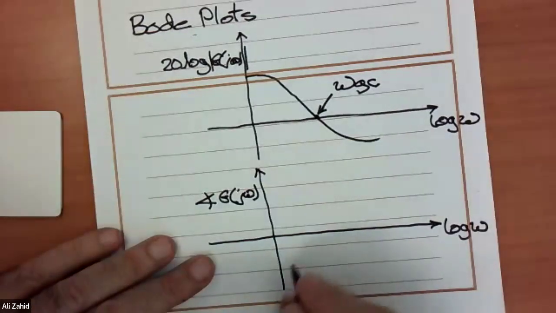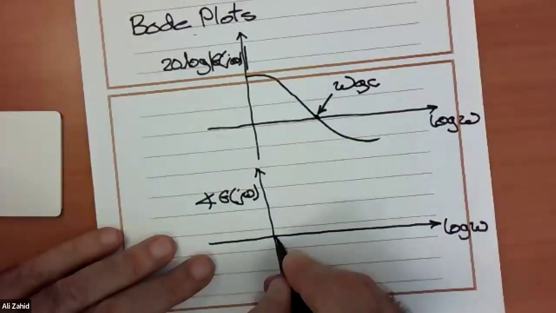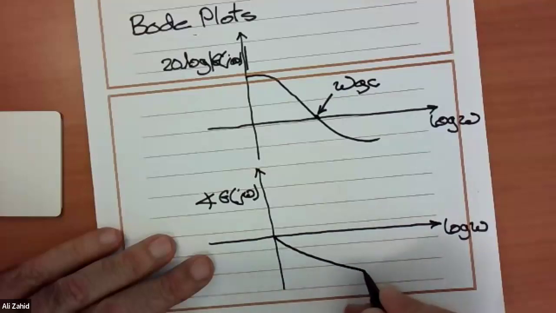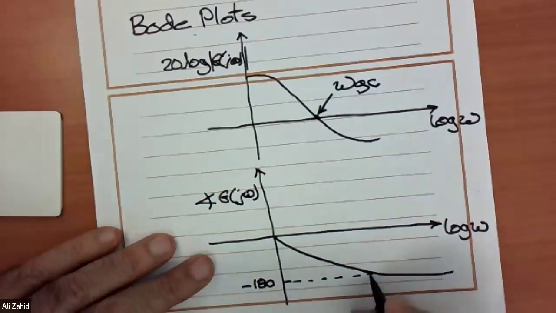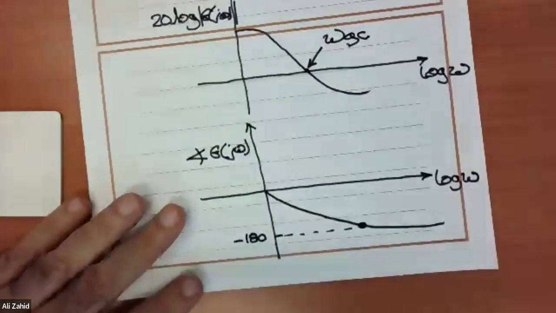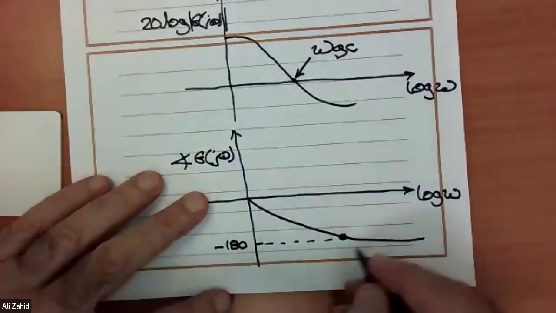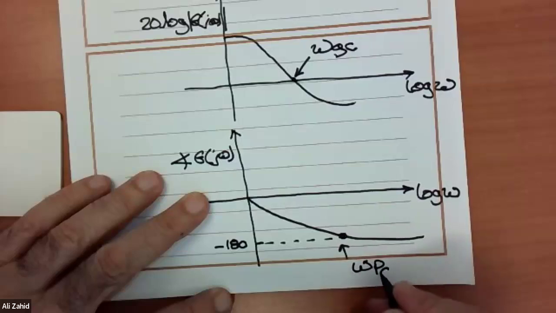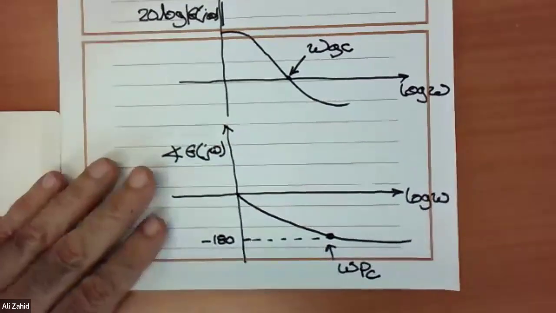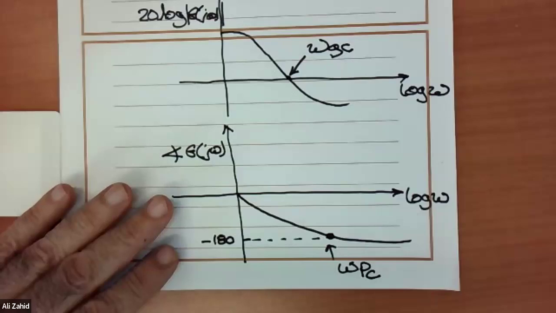Okay. Let's see if you can help me. And the phase, let's assume the phase is something like that. And this, just as an example, is minus 180. Can you tell me what this frequency is? Phase crossover frequency. That is omega PC. Are you following me so far?